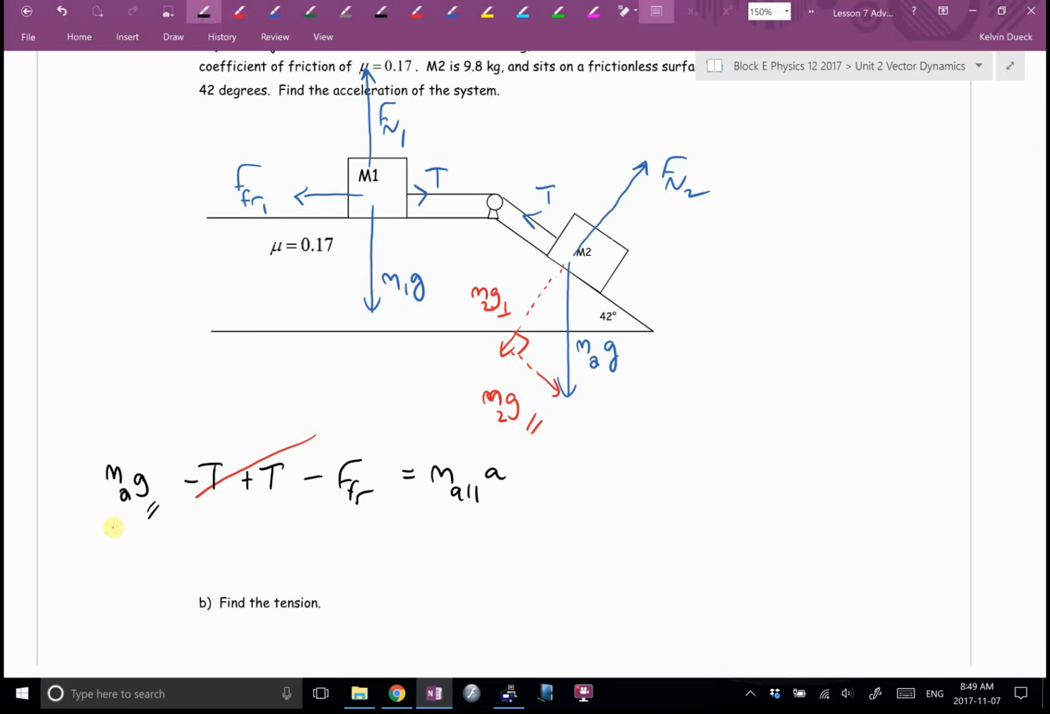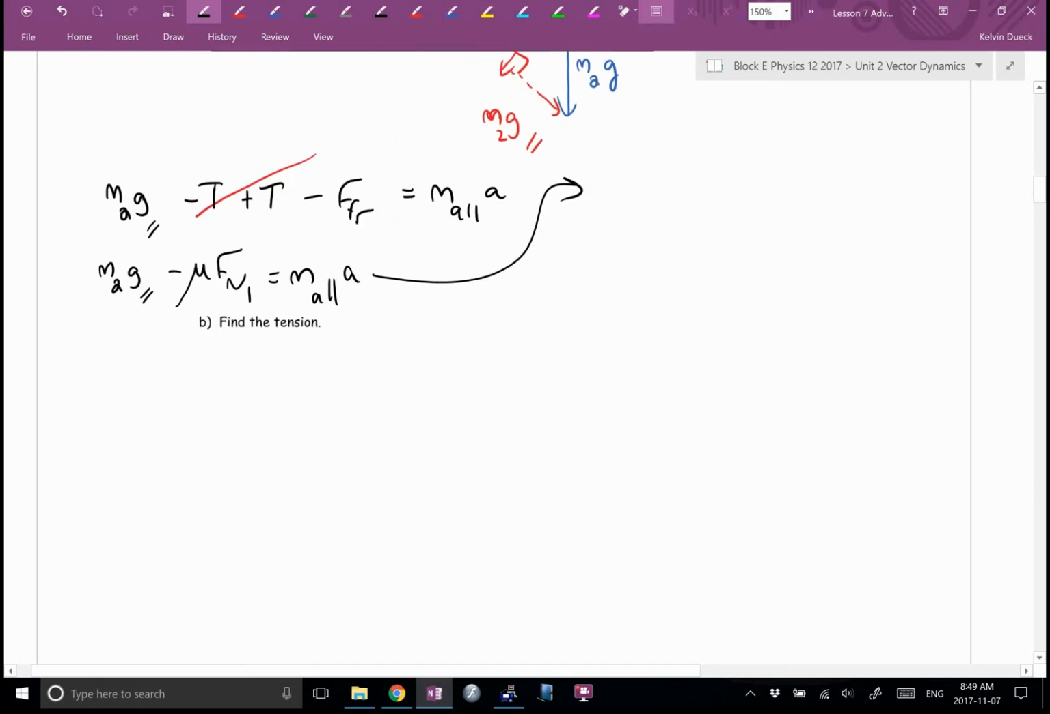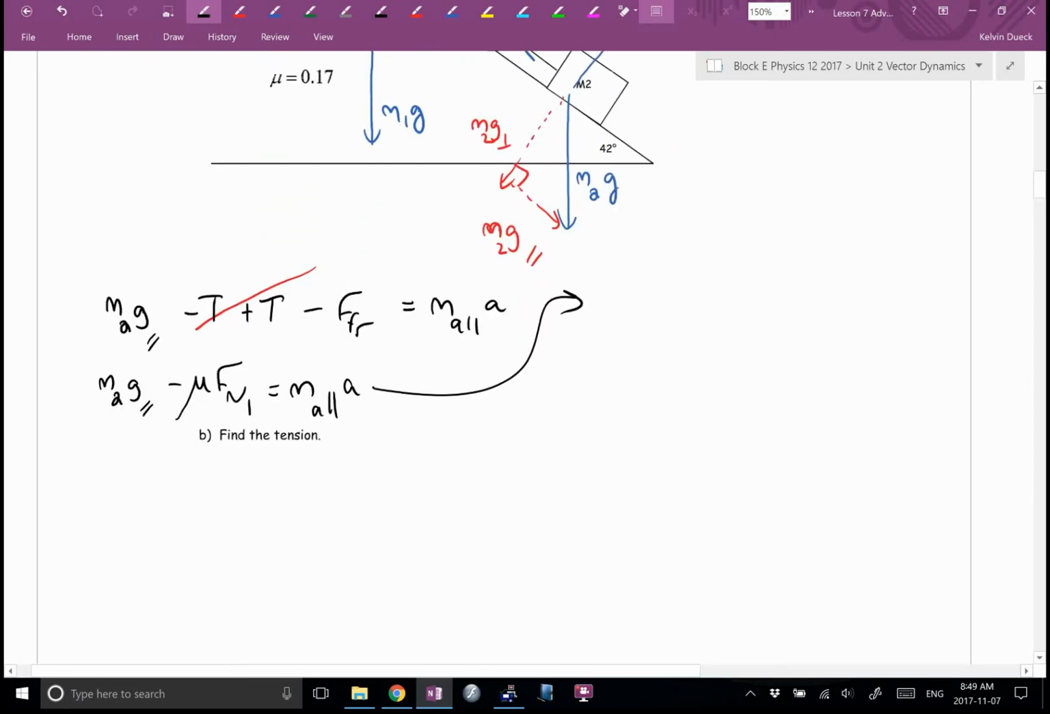This is going to be M2G parallel minus mu normal force number 1 equals M all times A. And I need to move over here. I'm running out of room, it looks like. I left too much room for the tension and not enough room for the acceleration. I'll have to fix that.